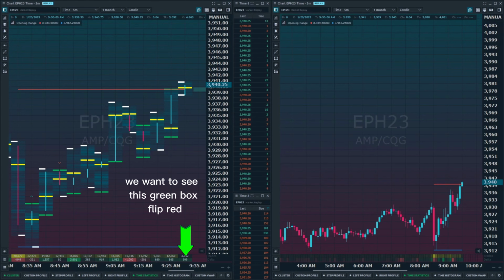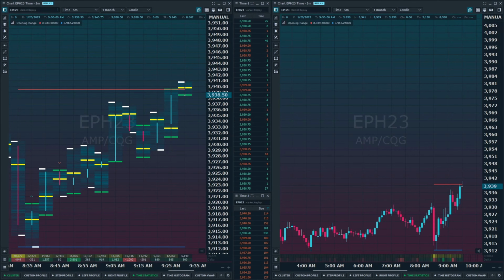Now we start watching delta like a hawk, right? We want to see delta flip negative. It's really green right now. There's over 1,000 delta. We see this delta start dropping. Okay, it's getting more aggressive. We want to get short at this point if we're not already.